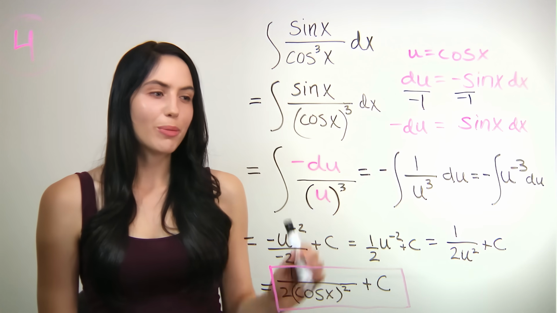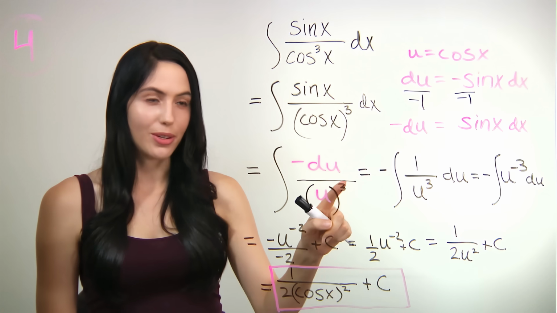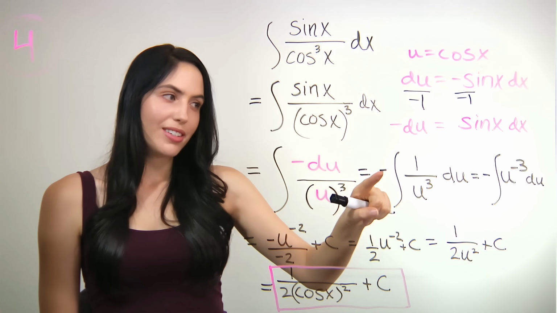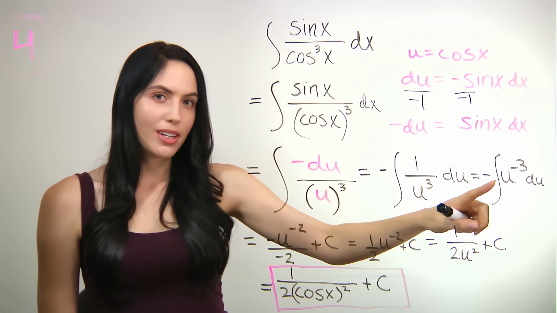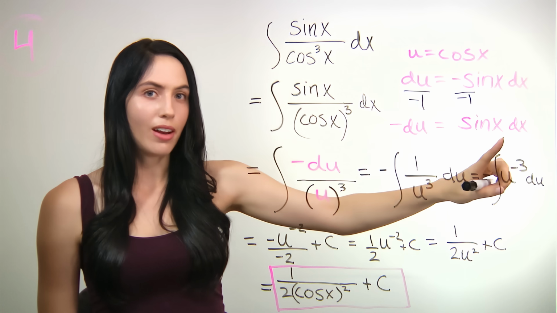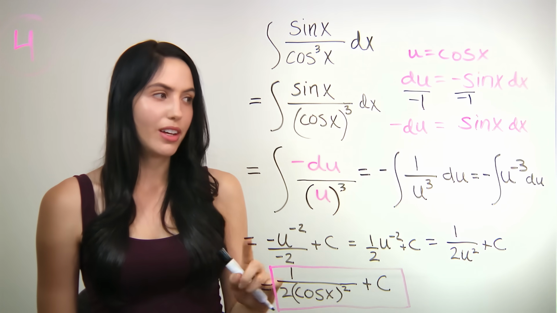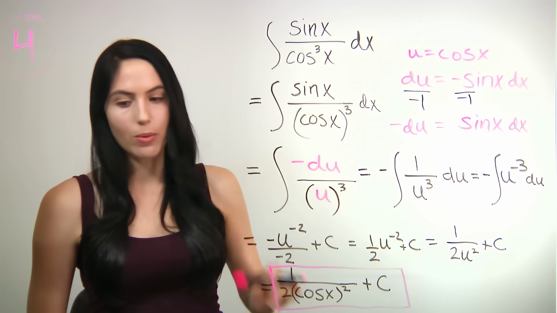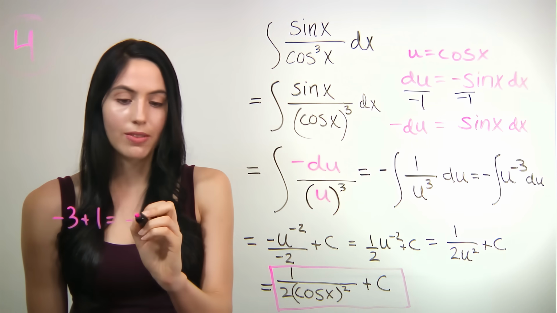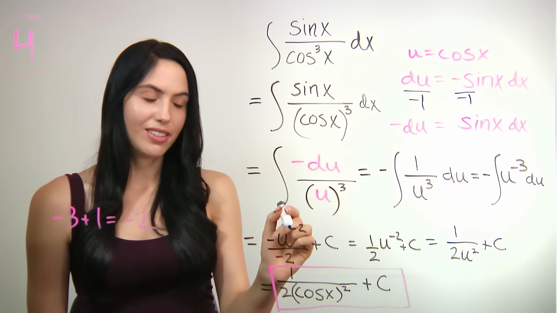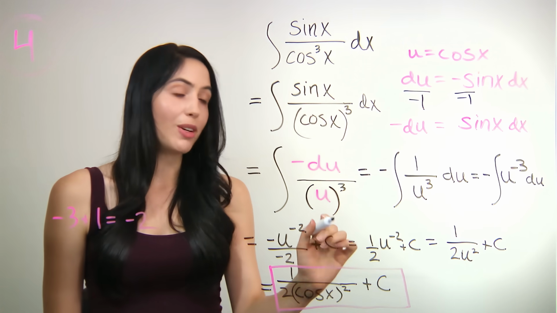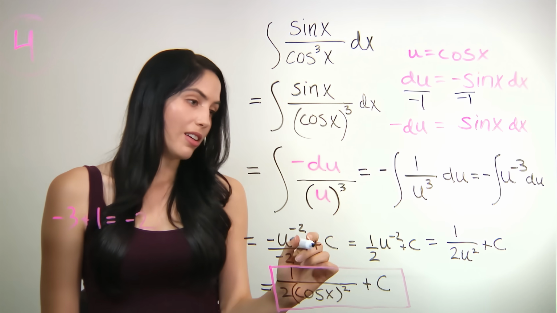Okay, so when you replaced everything in terms of u and du and you integrate, this negative can come out front, and you're just going to use the power rule, which means you want to raise the -3 power by 1 and divide by that new number. When you take -3 and add 1, you get -2, so that's your new power. And then you also divide by that new number, divide by -2. Don't forget your plus c when you integrate.